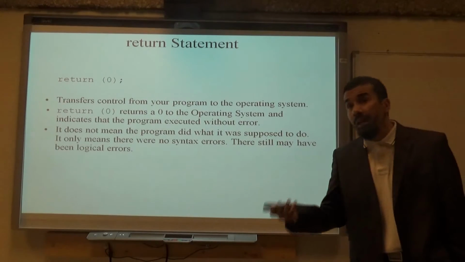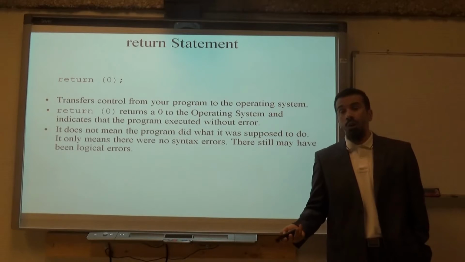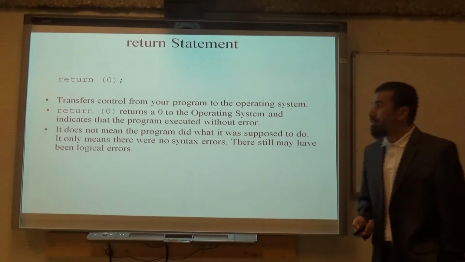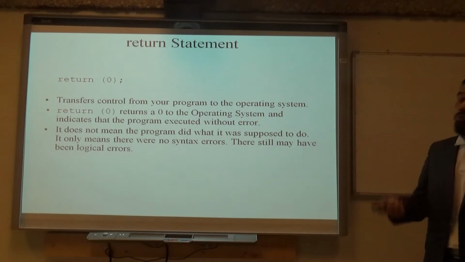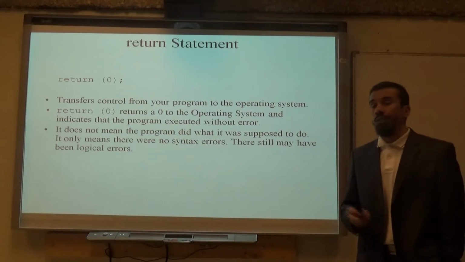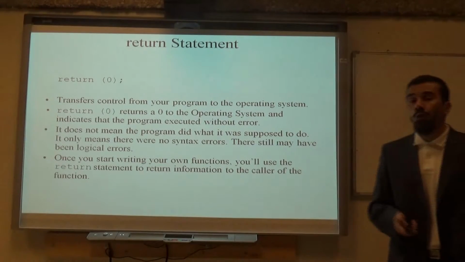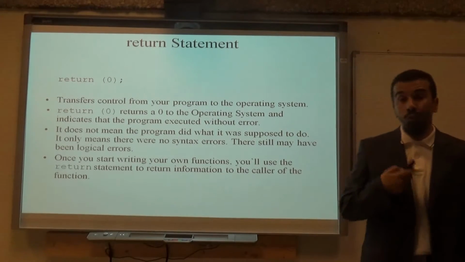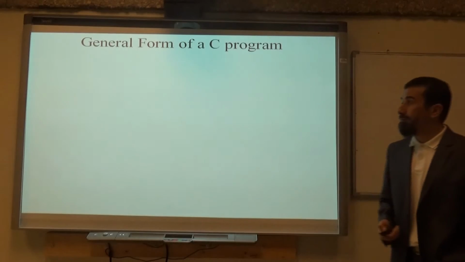So if the program returns some other values, you have to have a meaning for these values. For example, if you are returning -1 to the OS, maybe -1 in your OS means file not found, or maybe -2 means permission denied, and so forth. So it does not mean that you are supposed to do something; it's just saying that you have done the code properly and you are exiting. So once you start writing your own functions, you will use the same return statement to return values or to return the result of your computations to the calling function. It could be the main, it could be another function.